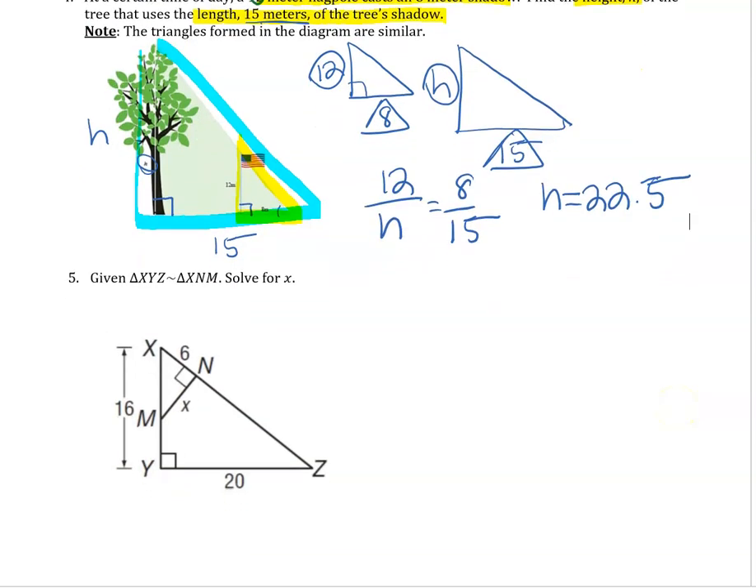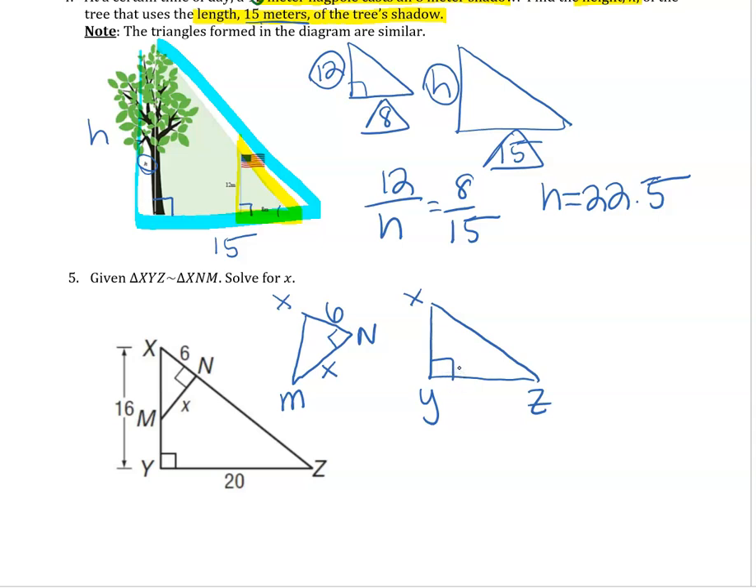All right, so the very last one is a little bit tricky because I have some orientation flipped around in this. So I'm giving you that triangle XYZ, which is the big triangle, is similar to XNM. So honestly, what I'm going to do, guys, is just pull these apart. So XNM, that's 6. This is X. They're supposed to be the right angle. It doesn't quite look like it, but that's okay. Okay, big triangle is XYZ. There's the right angle. This is 16. This is 20.